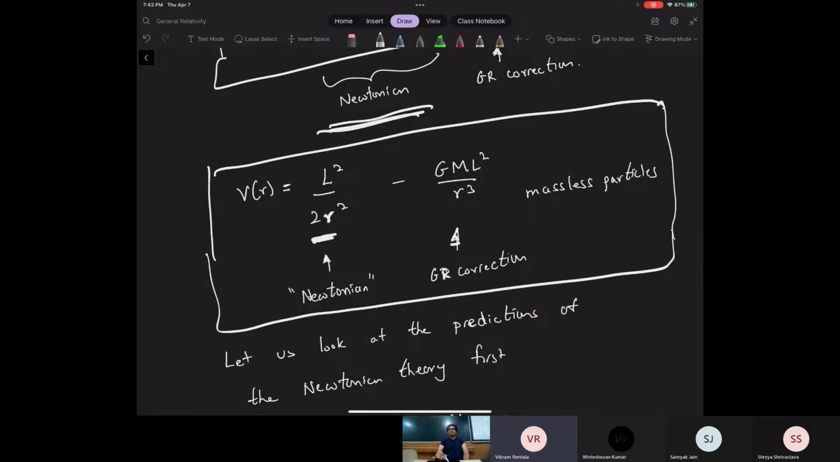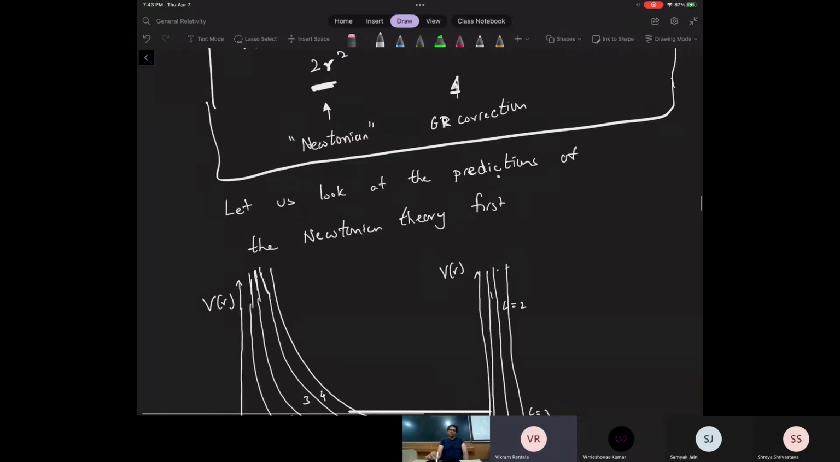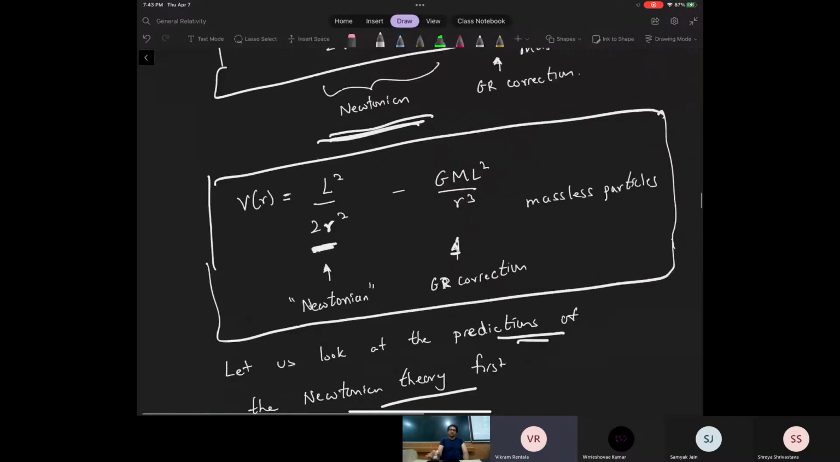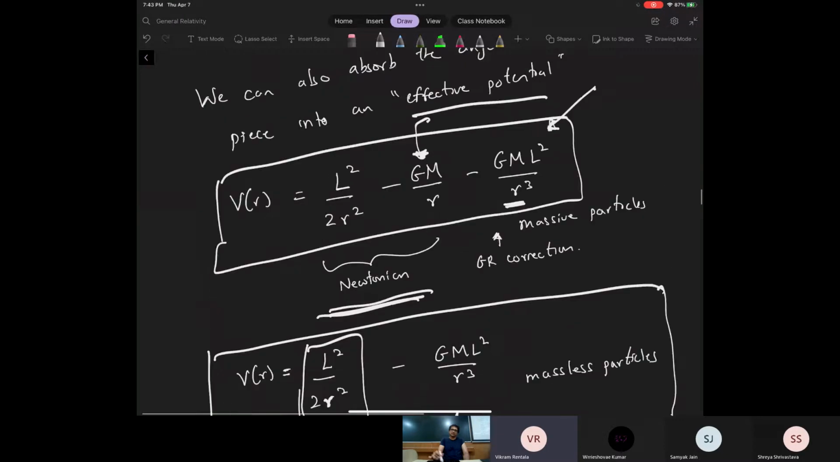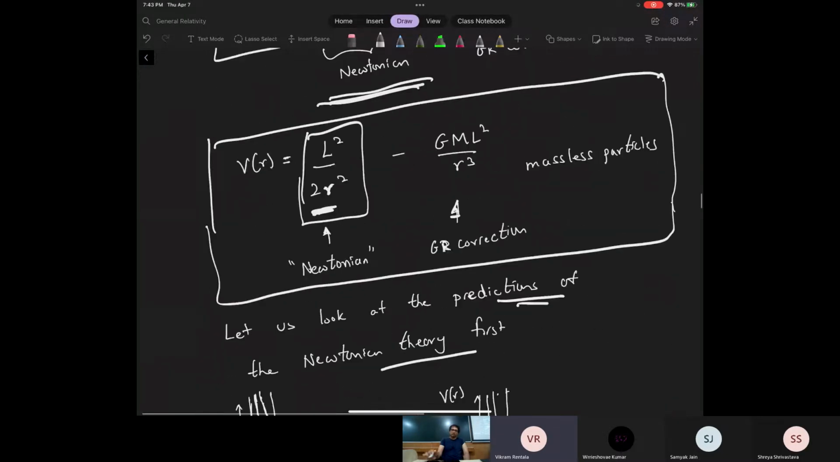The Newtonian part is basically saying that it's a free particle, right? There's no standard potential. So let's look at the predictions of Newtonian theory first, where we only keep the Newtonian piece. So it's only this for massless particles, and only this for massive particles. Let's look at the prediction for massless particles.